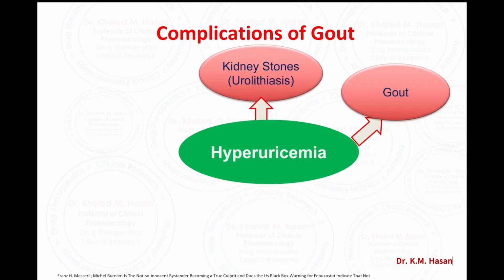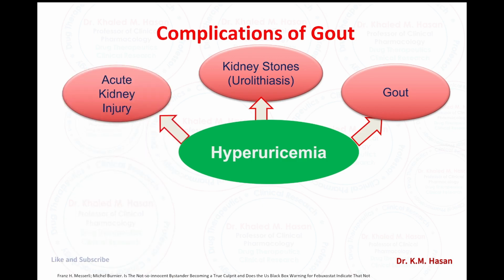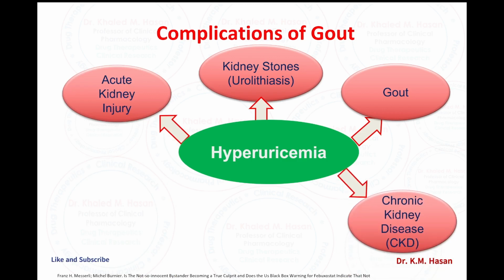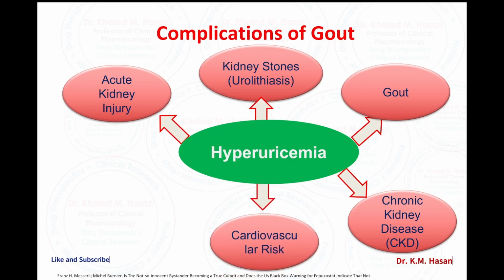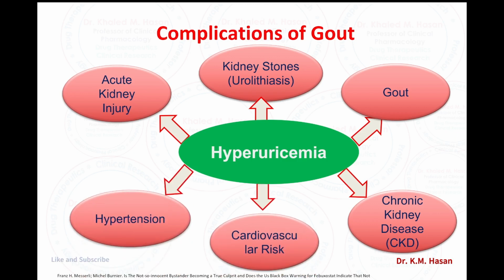Hyperuricemia may lead to kidney stones, urolithiasis. Hyperuricemia may cause acute kidney injury. Hyperuricemia may cause chronic kidney disease, CKD. Hyperuricemia may be a cardiovascular risk factor and increase hypertension. So all these represent complications of gout, and this mandates the treatment of gout in order to avoid complications and the negative consequences of hyperuricemia.